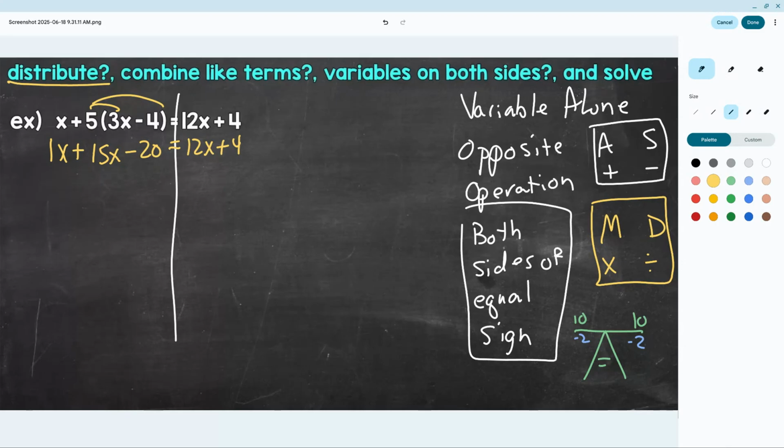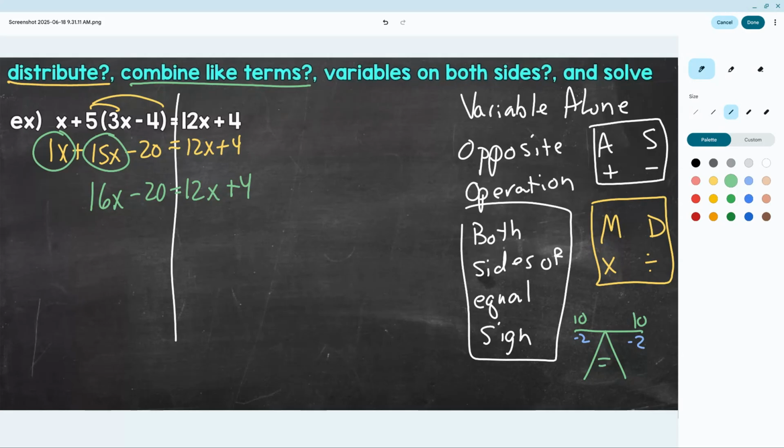Okay. So now I look at it and I say, hey, is there anything to combine? Are there any like terms? Well, if I'm combining like terms, they have to have the same variable with the same exponent. So I have 1x here and I have 15x here. They're the same sign. So I have 16x minus 20 equals 12x plus 4. So I combine my like terms.